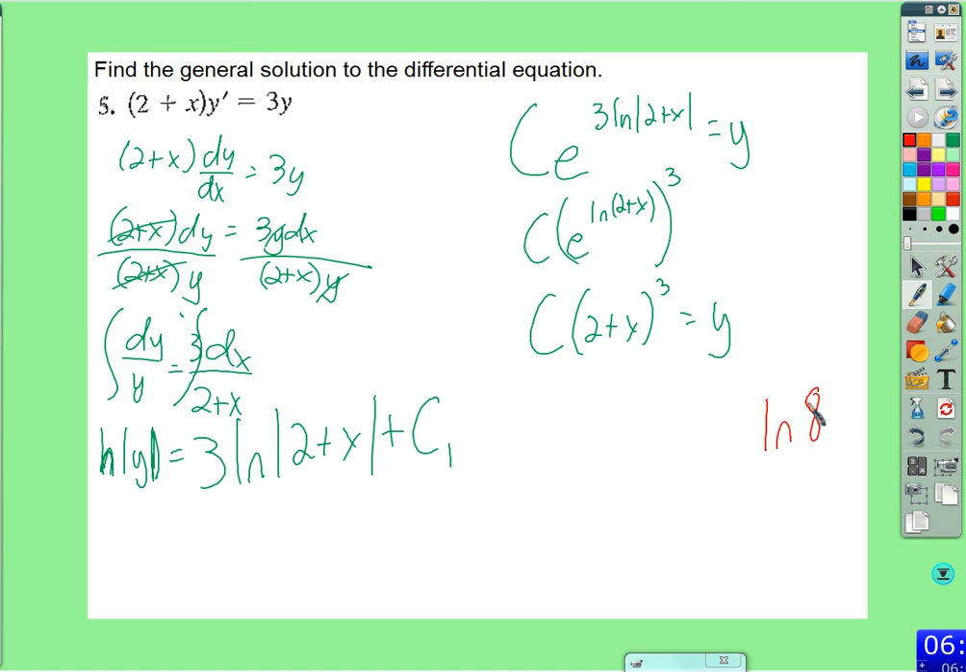Or sorry, not the natural log. The log base 2 of 8. What's log base 2 of 8? 3. Why? 2 to the third. Okay, what's log base 2 of 16? 4. How about log base 2 of 1024?